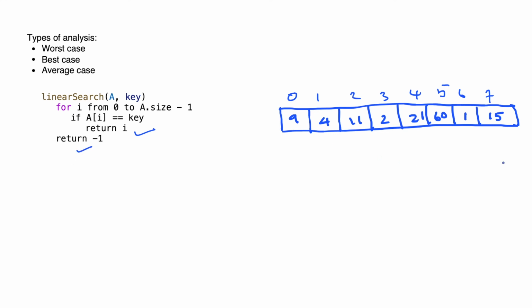Let's assume that you are searching for an element 15. So when you search for an element 15, you will be comparing the element of this position with 15. That is not true. Then you will go to the next position. You cannot find 15. Then you go to the next one. You cannot find 15. So in the worst case, your element can be at the last position. So you will have to make n comparisons.